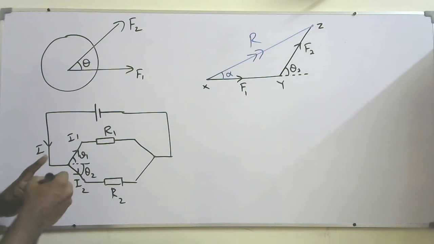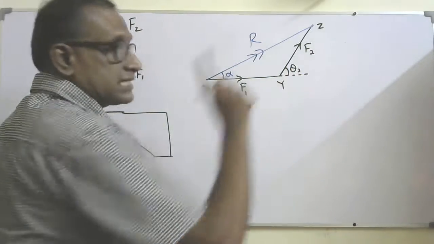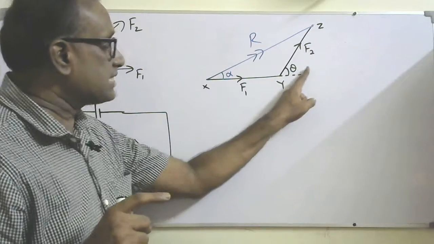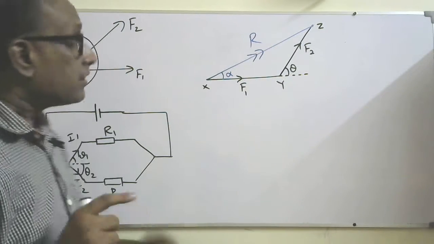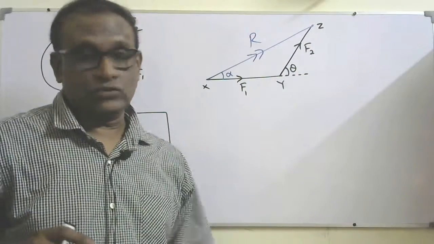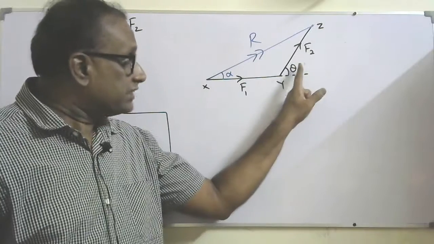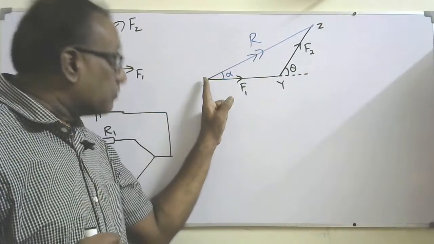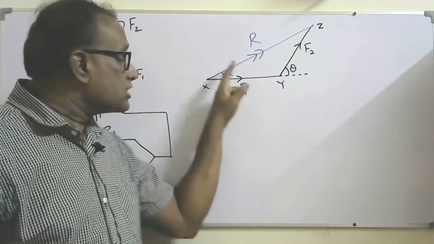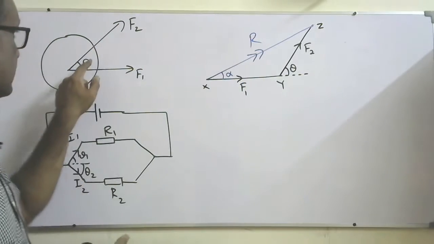We know that in forces, by keeping the magnitudes of F1 and F2 fixed, if I change the angle theta, then the length of line XZ will change. By keeping those two forces fixed, if I change the angle theta, then the magnitude of the resultant, that is the length XZ, will change. Also the angle alpha will change. That means the resultant depends on this angle.